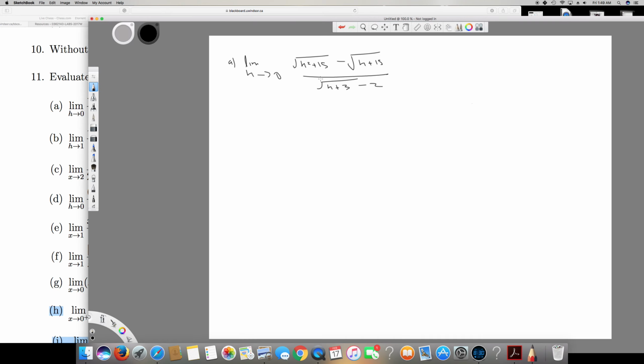If they have given something like that, what I have to do is get rid of this square root sign. In order to do that, if it's minus, I have to multiply by plus in the bottom and top.